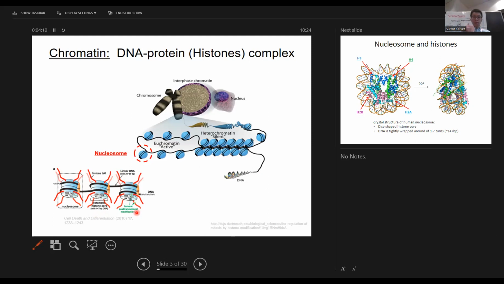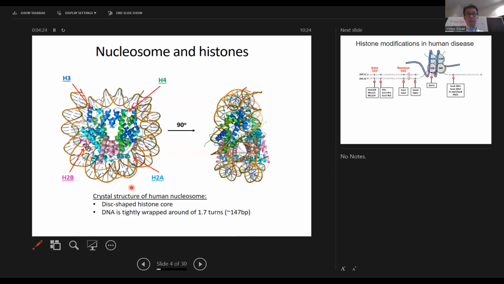So the DNA is packaged in the form of chromatin and stored in the nucleus. And the histones are important proteins, which are responsible for the packaging of the double-strand DNA, condensation of the DNA to store in the nucleus. If you look at the crystal structure of a human nucleosome, you can see that the nucleosome has this shape with the histone core, H2A, H2B, H3, and H4. And the double-strand DNA is tightly wrapped around 1.7 turns, around 147 base pair, to make one single nucleosome.